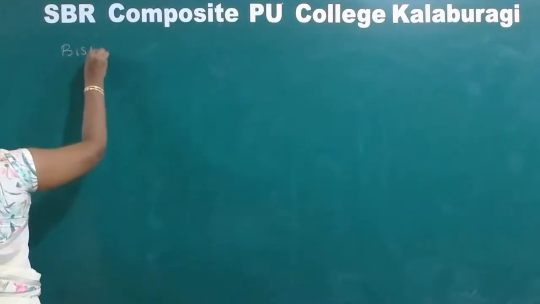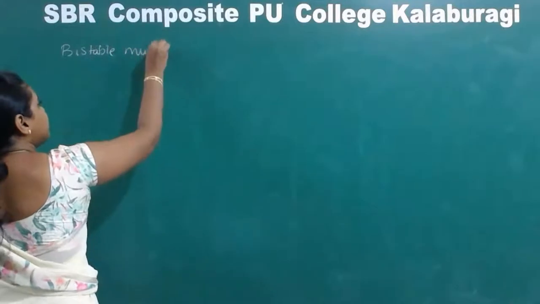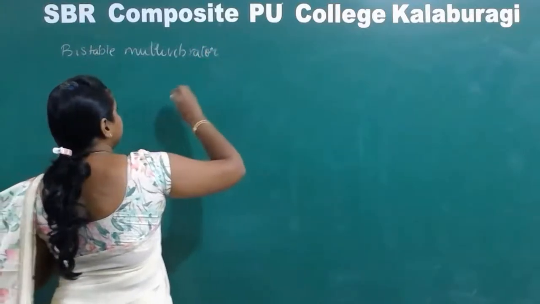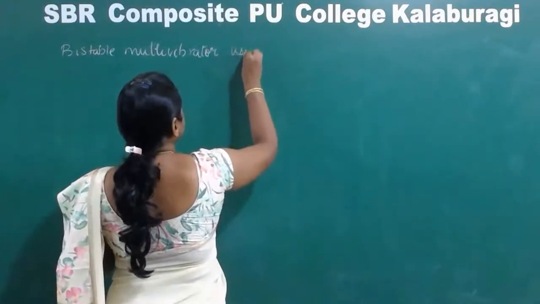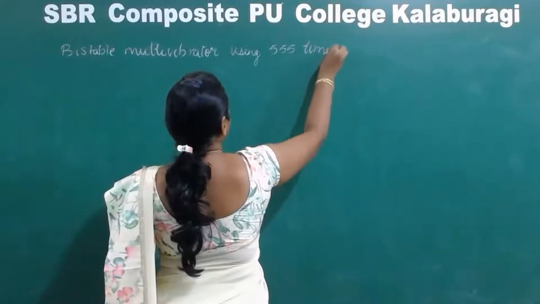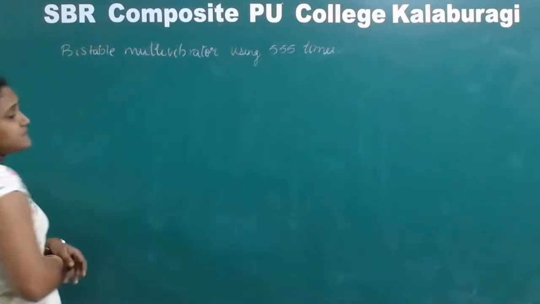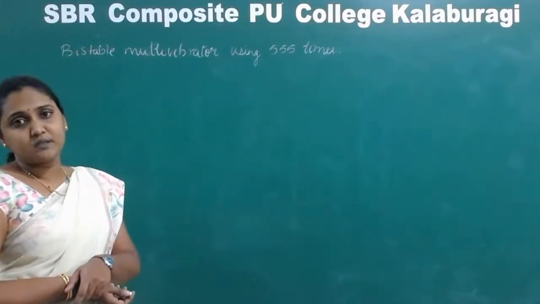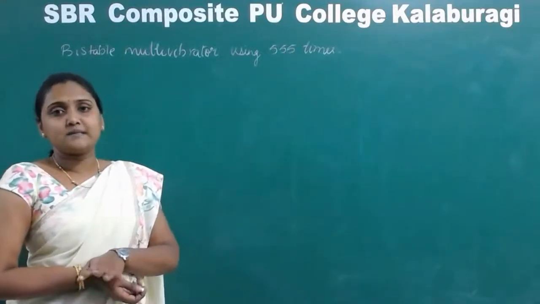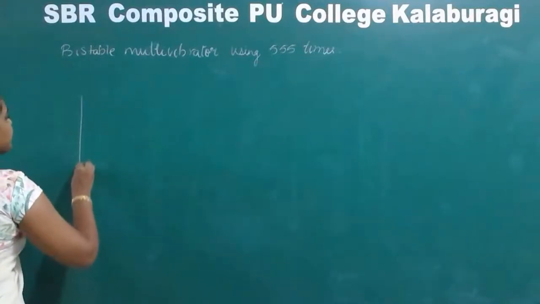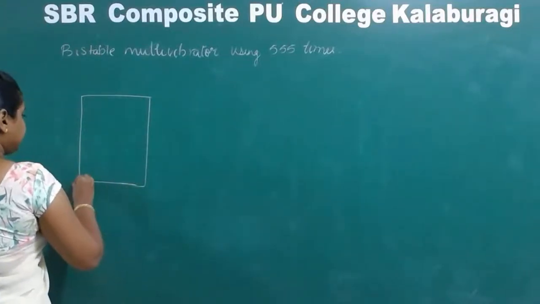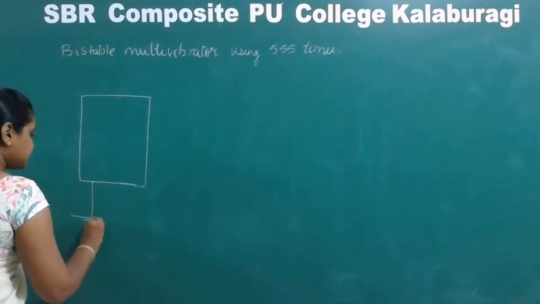Bistable multivibrator using 555. So, what is a bistable multivibrator? Multivibrator means it is going to switch the output. Bistable means it is going to switch the output between two stable states. That is a symbol. Definition for the bistable multivibrator. Here, this is pin number 6 that is connected to ground.